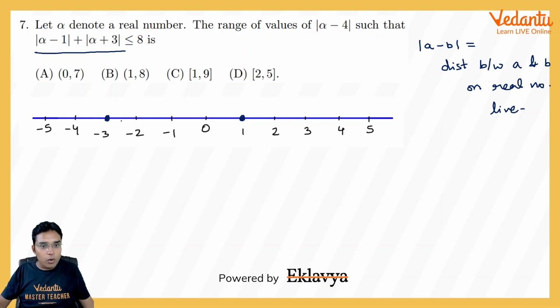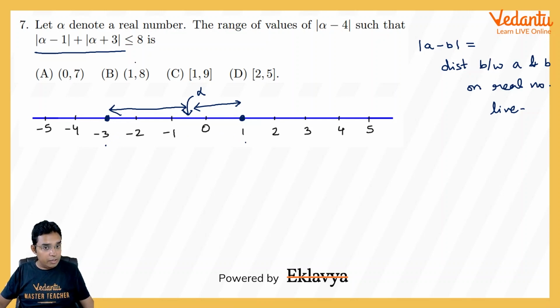So I hope you all can see that if my alpha is between -3 and 1, the sum of distance has to be 4, yes or no? If I take my alpha between these two, -3 to 1, because the distance between -3 and 1 is 4, so if my alpha is here, this sum has to be 4, which is definitely less than 8. That means all the alpha which are between -3 to 1 will satisfy it.